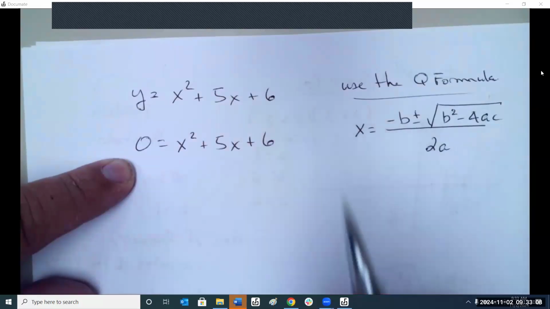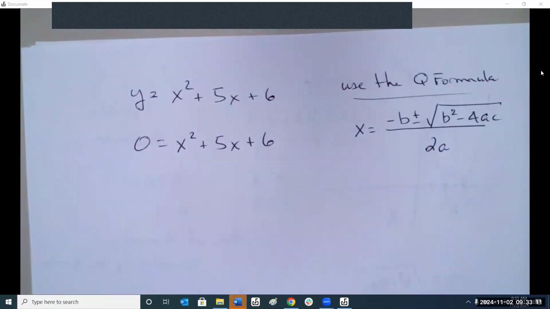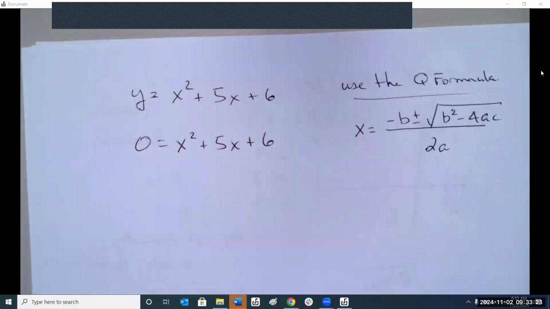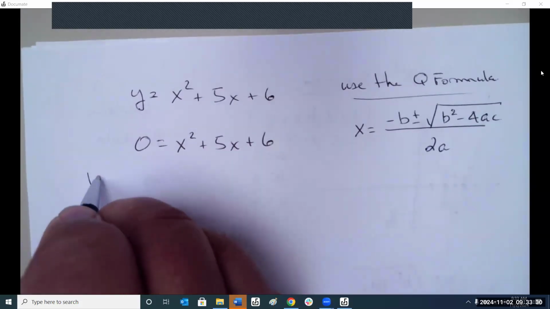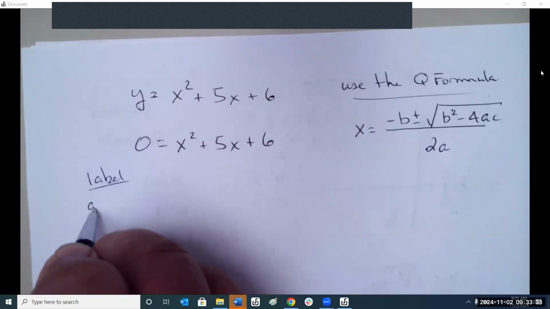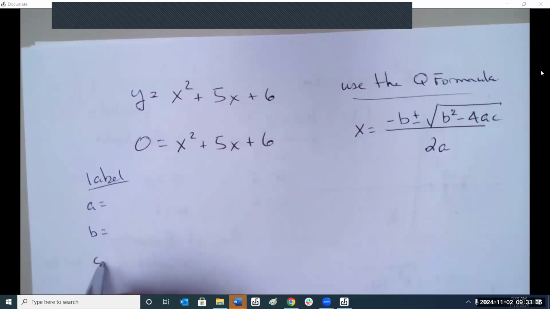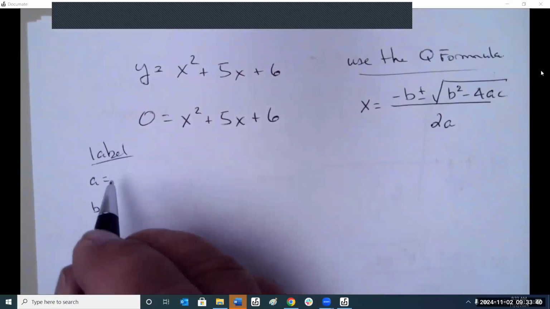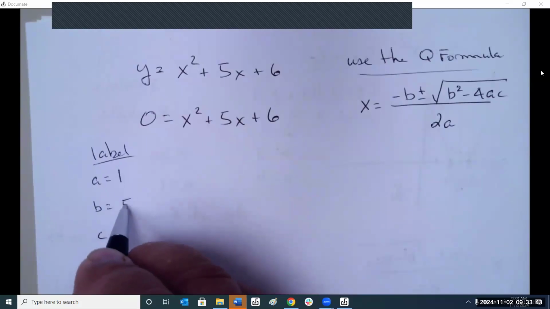Why do we set it equal to 0? Because we're looking for the x-intercepts. To find the x-intercepts, y has to be 0. So we'll move everything over to one side. Label A, B, and C. What is A? 1. What's B? 5. And C.